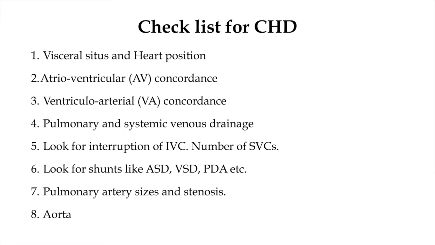Look for interruption of IVC. Look for the number of SVCs. Look for shunts like atrial septal defect and ventricular septal defect. The pulmonary artery sizes and stenosis have an important role in congenital heart diseases. Screen the aorta to rule out any coarctation.